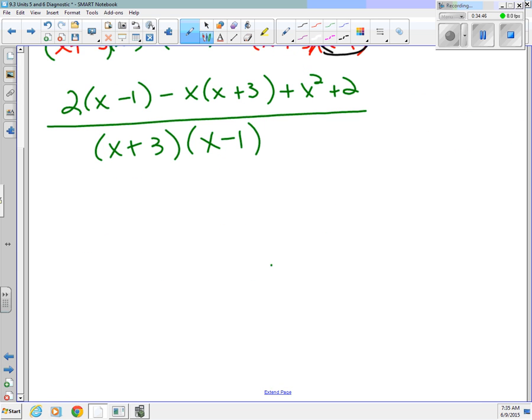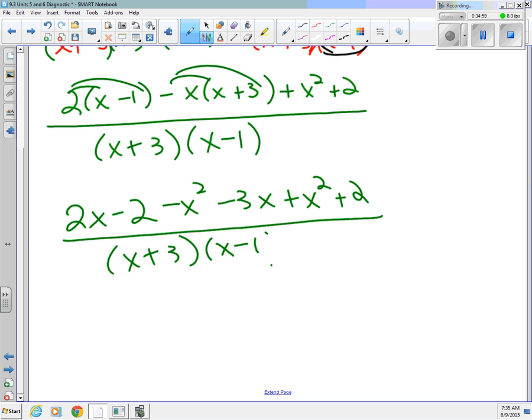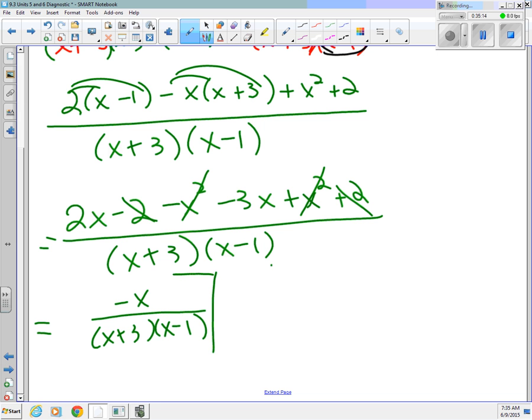So I'm going to distribute my numerator. So I get 2x minus 2 minus x squared minus 3x plus x squared plus 2 over x plus 3 times x minus 1. All right, in my numerator, I have some simplifying to do. The x squareds cancel, these 2's cancel, and I end up getting 2x minus 3x, which is negative x, over x plus 3 times x minus 1. I'm going to leave it alone. I don't have to distribute the denominator out. Typically, if you did, sometimes you can get a factor in the numerator that cancels. In this problem, we don't.